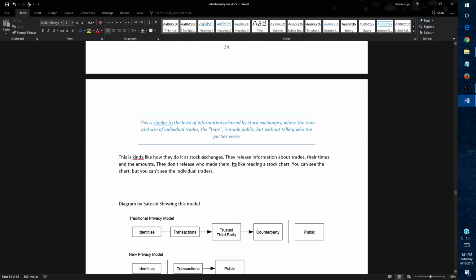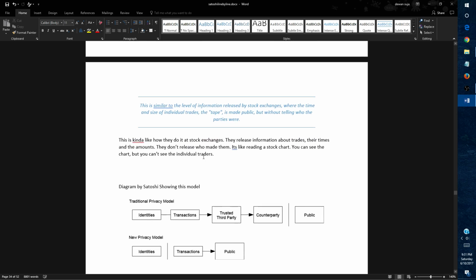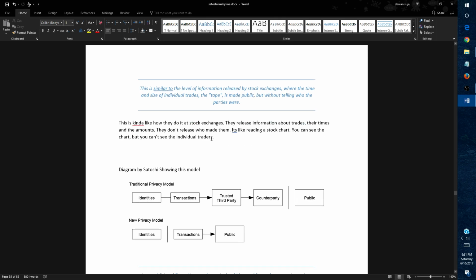This is similar to the level of information released by stock exchanges, where the time and size of individual trades, the tape, is made public but without telling who the parties are. It's kind of like how they do it at stock exchanges, alright? They release information about trades, their times and amounts. They just don't release who made them. It's basically like an aggregate. It's like reading a stock chart. You can see the chart, but you can't see the individual traders.